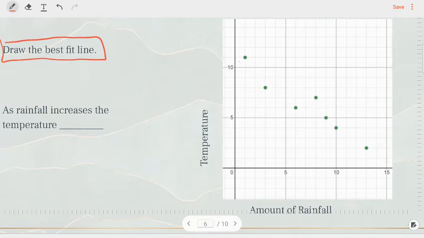So I'm going to draw in an example of a best fit line, and if you will draw in your own version. So this is a best fit line. Notice it goes through one point, and I have about the same number of points above my line as I do below. Now, it doesn't need to be exact, but it should be kind of in the right ballpark.